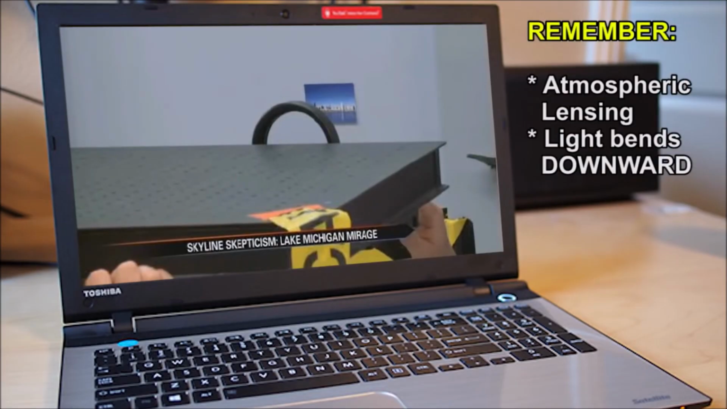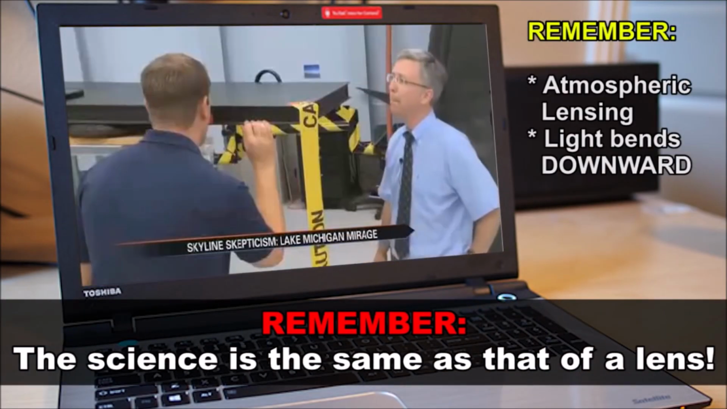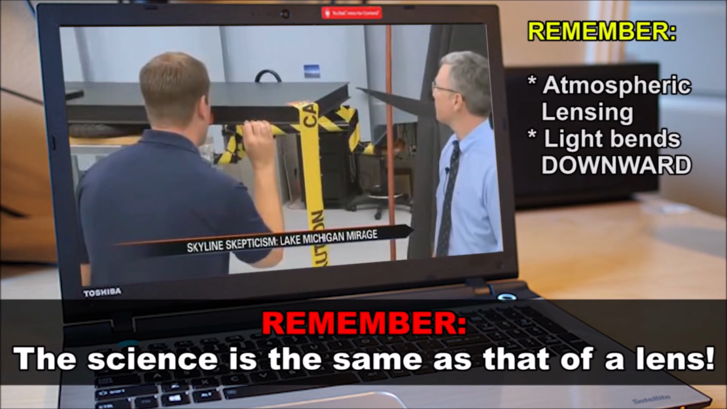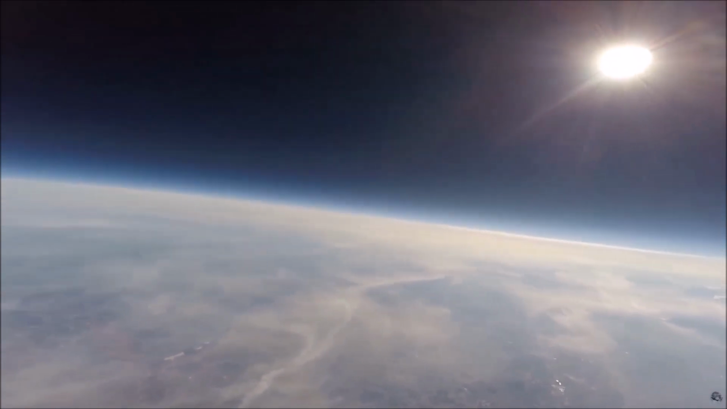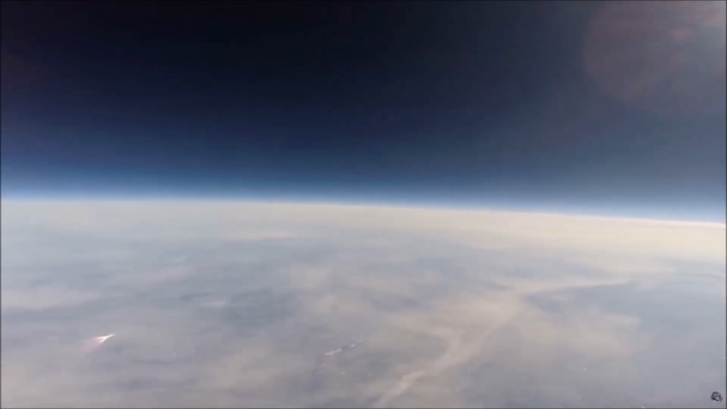Science is the same of that of a lens. Here's a simple example. So the atmosphere really is like acting like a lens. Yes. A bigger and less obvious problem, though, that I think exists is the problem of the shape of the atmosphere that would be required to magnify objects to such an extent.